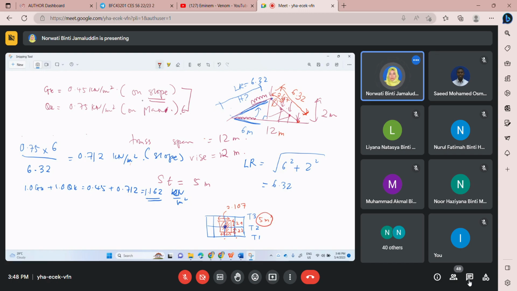Okay, so P is equal to 1.162 kilonewton multiplied by area. This one is kilonewton per meter square. I need P because I need point load. So the area is 5 times 2.107. So P will be 12.2 kilonewton. Can you understand?